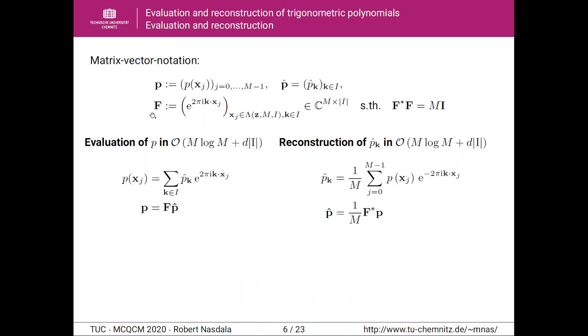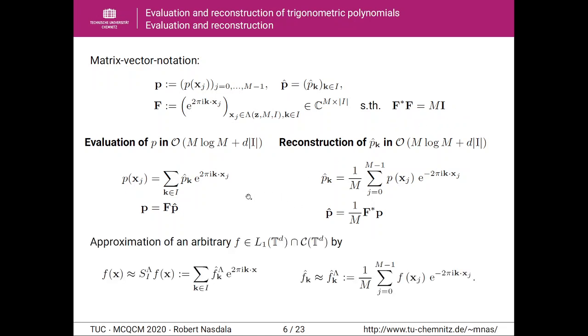So in matrix vector notation, this summarizes as follows. For evaluation, we simply have p equals Fourier matrix times the Fourier coefficients. And on the other hand, the Fourier coefficients are equal to 1/m times the adjoint of F times p. And for our reconstruction, the unique and stable one, we need a reconstructing rank-1 lattice denoted like this, where I is chosen in such a way that F* F is simply an identity matrix.